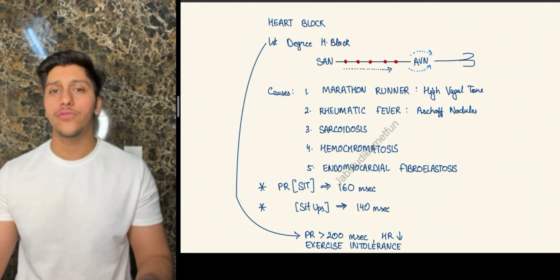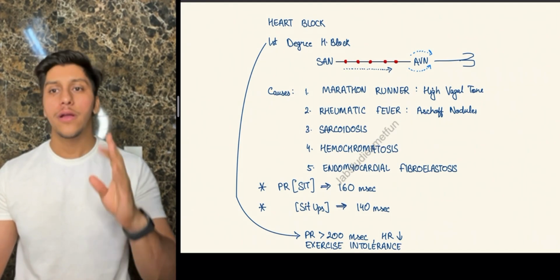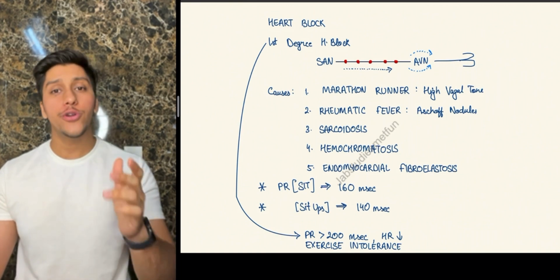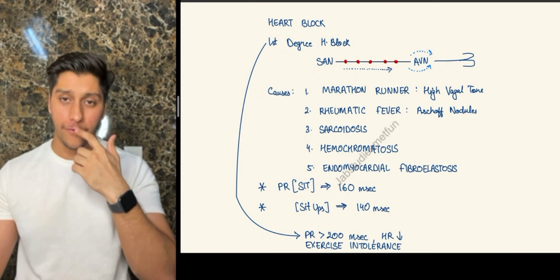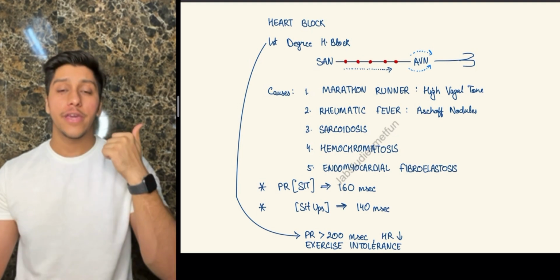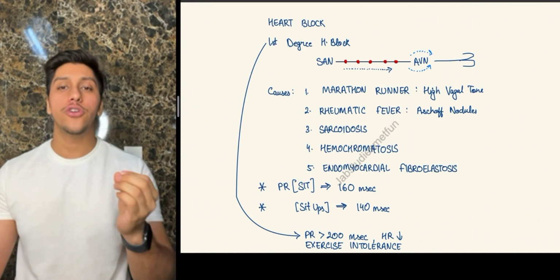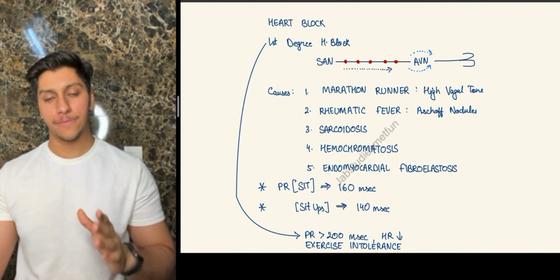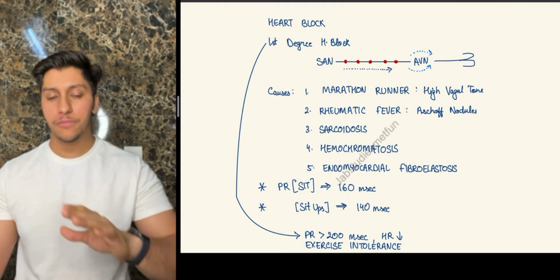What is the classic feature of rheumatic fever? It is going to be Aschoff nodules. Third, sarcoidosis, hemochromatosis, and endomyocardial fibroelastosis. That's 5 conditions. Repeat it after me one more time: marathon runners, rheumatic fever, sarcoidosis, hemochromatosis, and endomyocardial fibroelastosis. These 5 conditions you need to remember for first degree heart block.